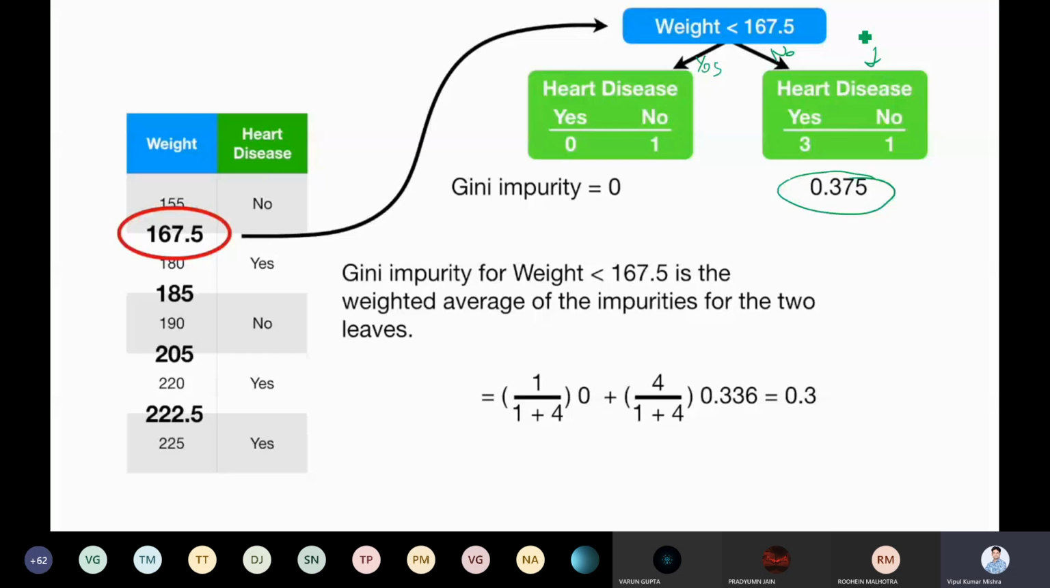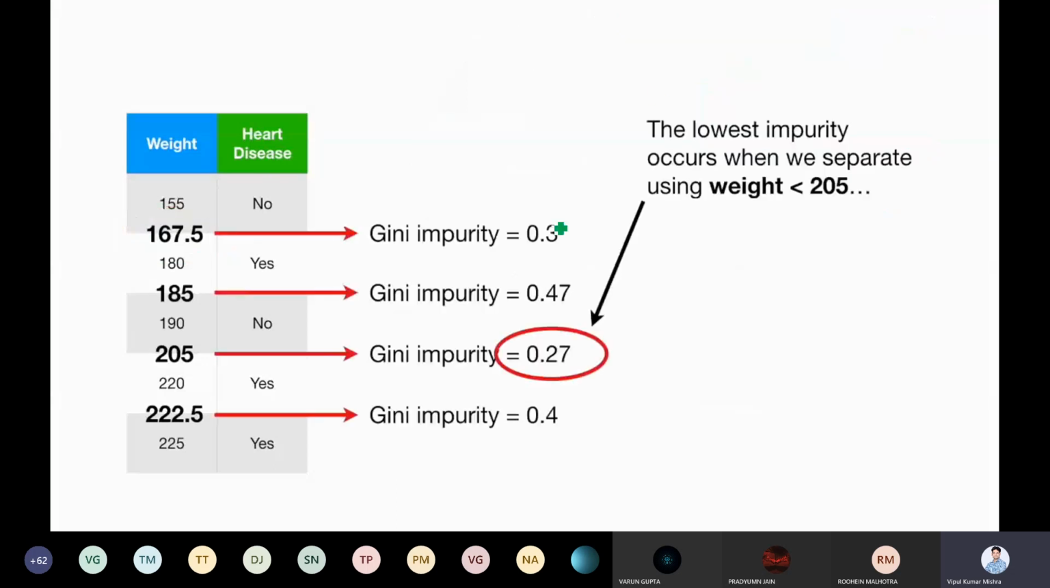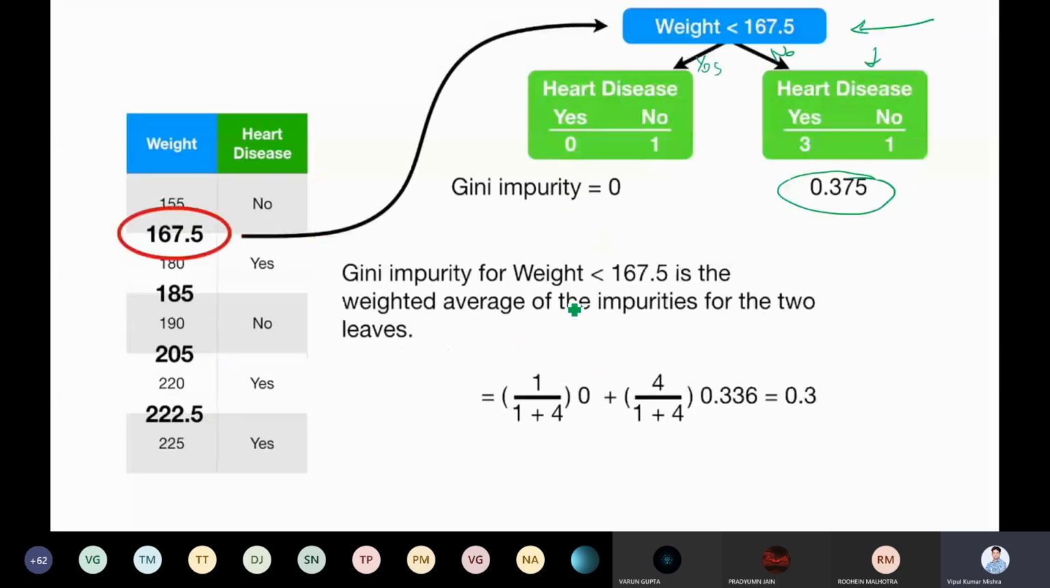Now what will you do? You will compute the weighted average of the Gini score for this condition we have developed, right? So we computed the weighted average for this condition, and you found the Gini score for this node.